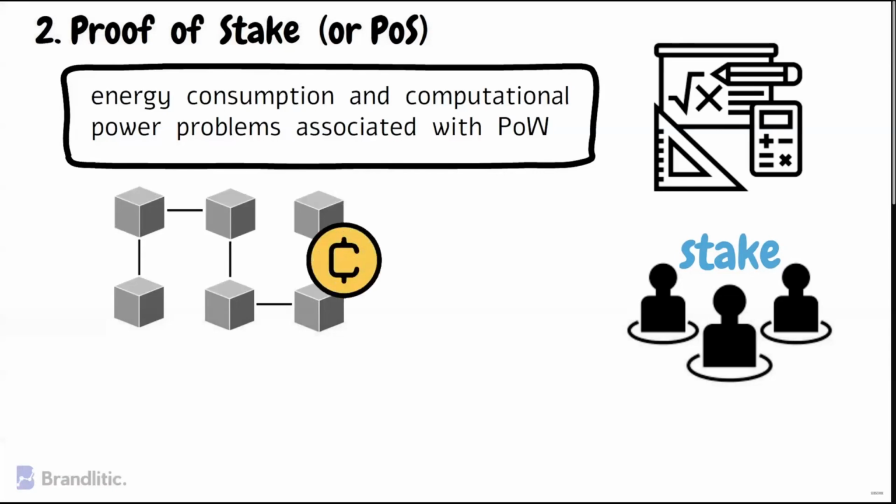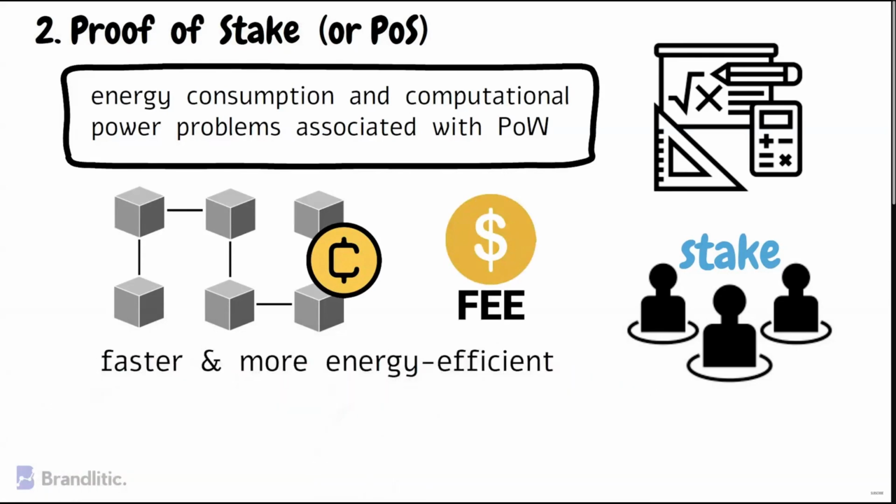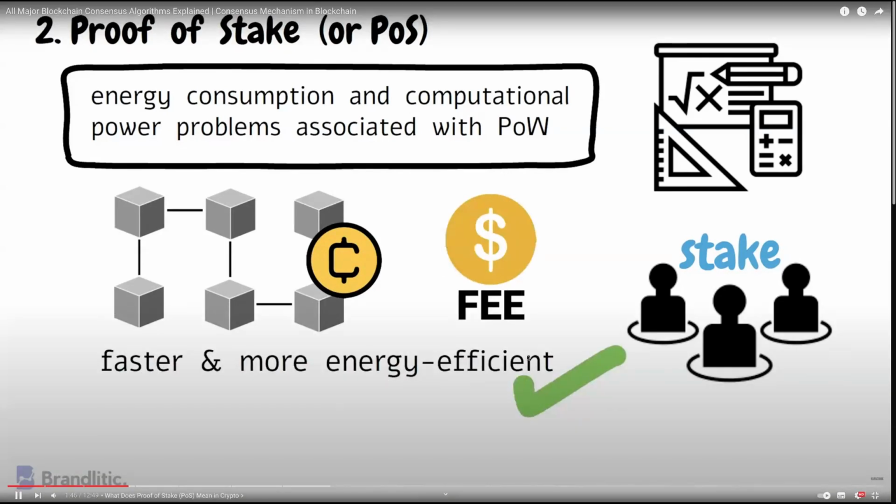And accordingly, this participant is rewarded with a transaction fee for their work. And this is exactly what makes proof of stake a faster and more energy efficient consensus protocol than proof of work. Further, proof of stake can be divided into two parts: delegated proof of stake and leased proof of stake.